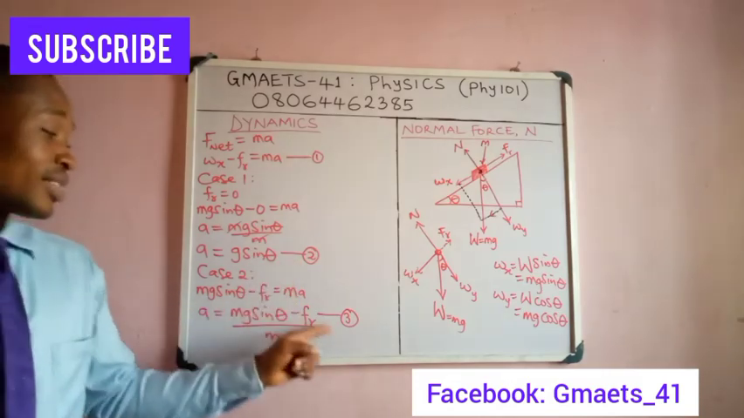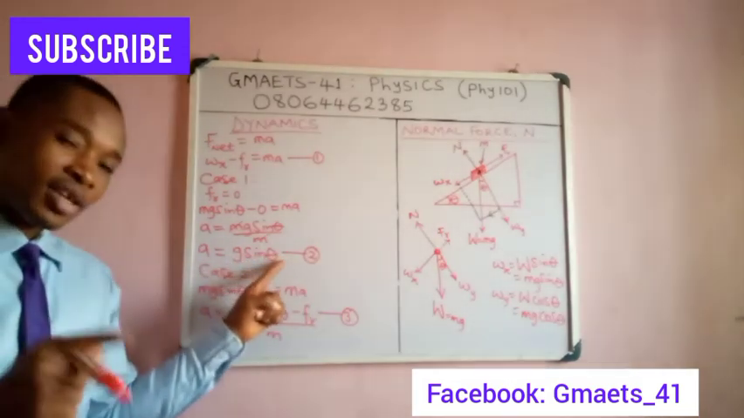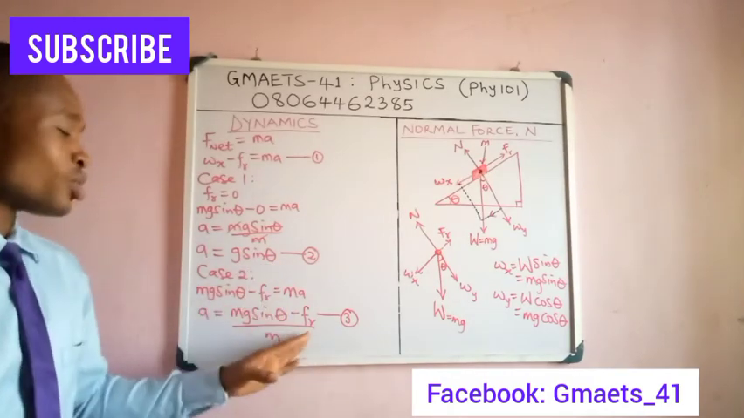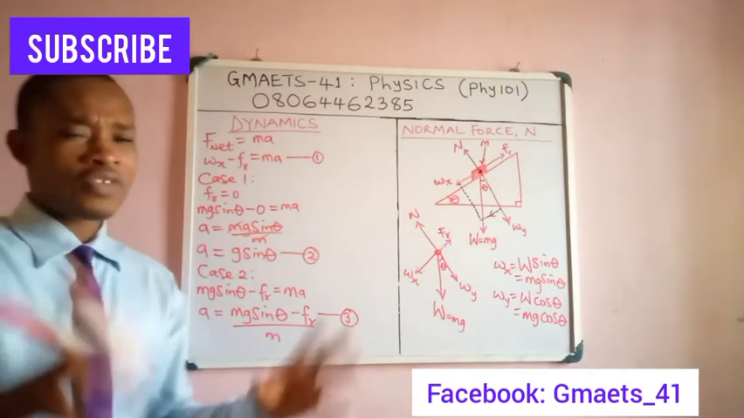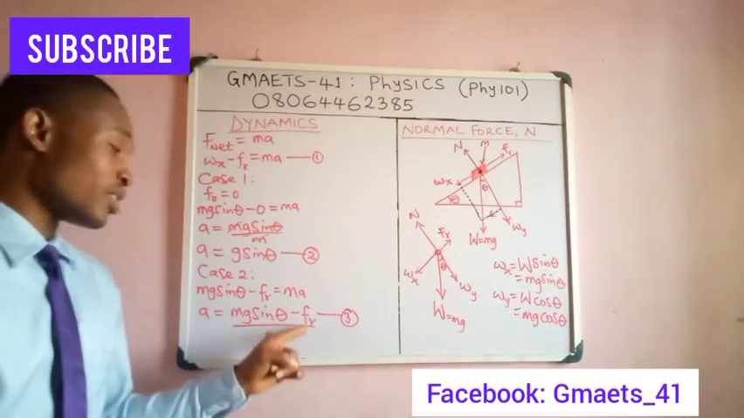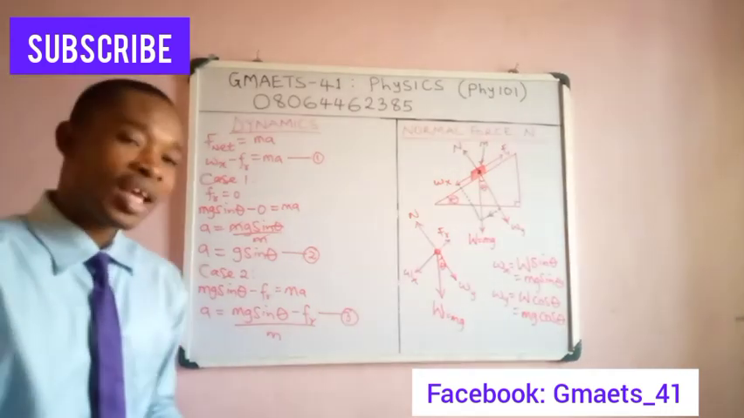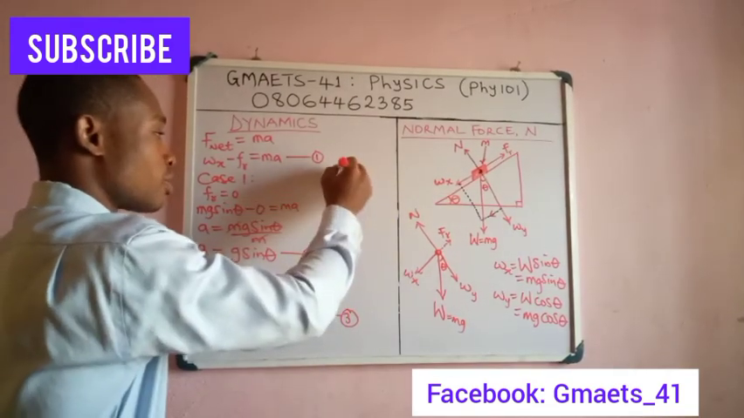You can see these two acceleration formulas. The acceleration of equation 2, where there is no friction, is usually greater than the acceleration in equation 3, where there is friction. Of course, we expect that, because once there is friction, we know that the motion will be what? Reduced.